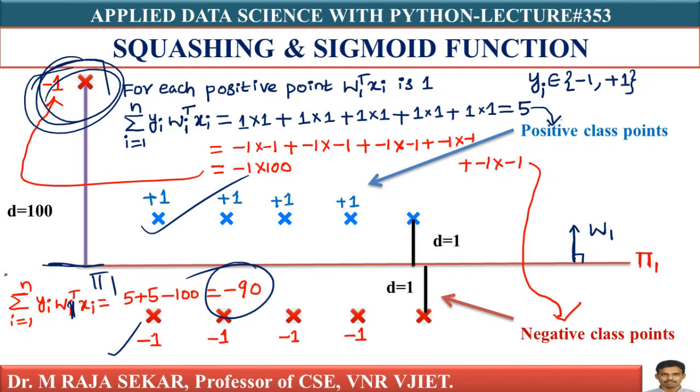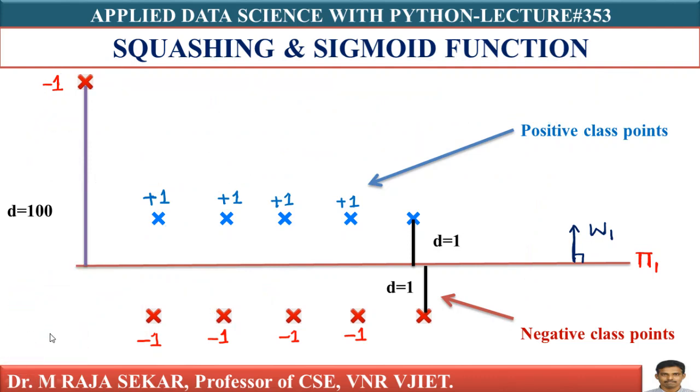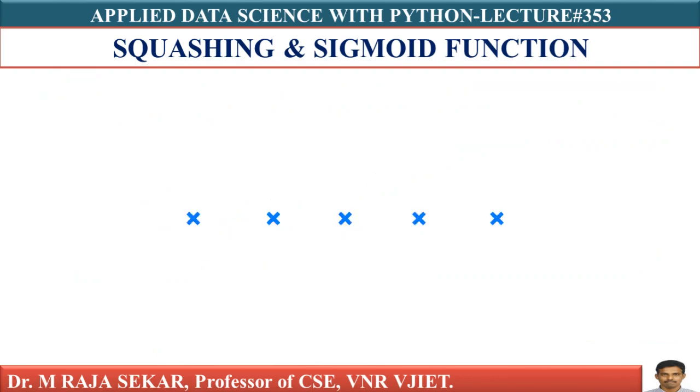Now what do we have to do? Now we will try to calculate the signed distance by using some other plane. Let me assume there is another plane. Sigma i equal to 1 to n yi into W1 transpose xi, the value you are getting is -90. Logistic regression misclassifies, isn't it? Therefore, let me try with some other plane.